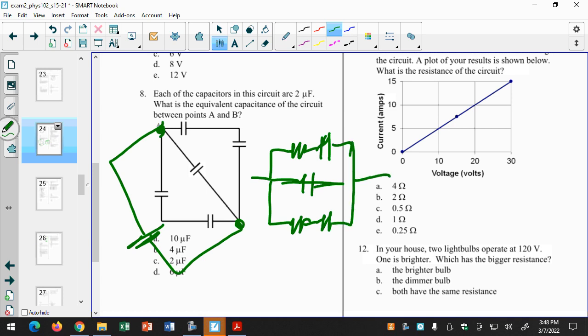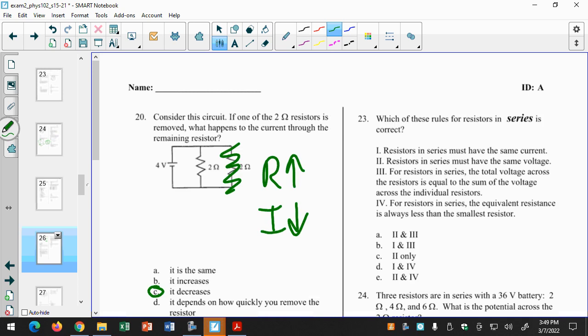Those are the same circuits. Sorry, my capacitors look more like resistors. My pen was not working right. Oh yeah, okay, I'm sorry, I was reading it incorrectly. The overall current goes down, but the current in the resistor remains the same.